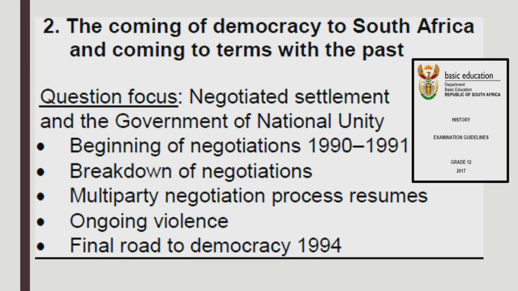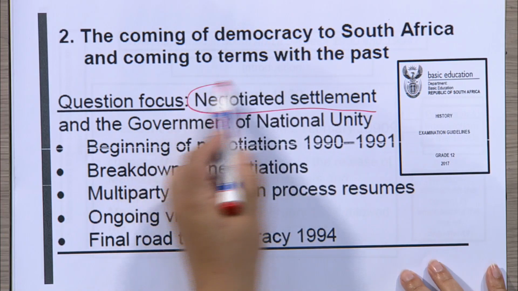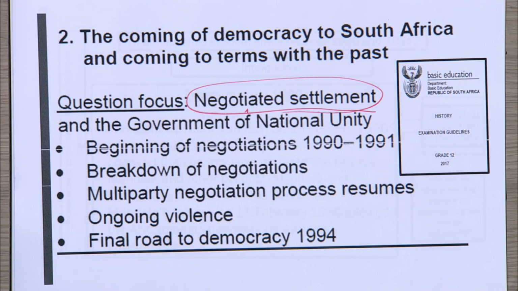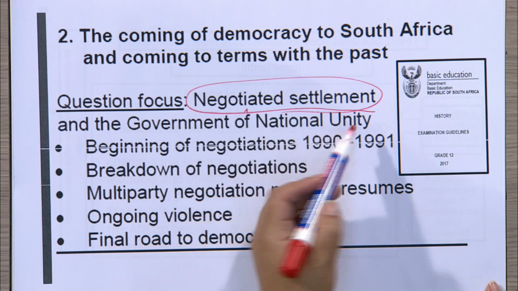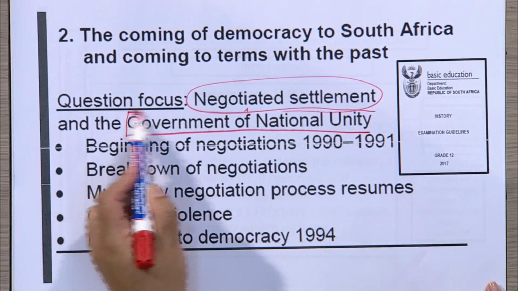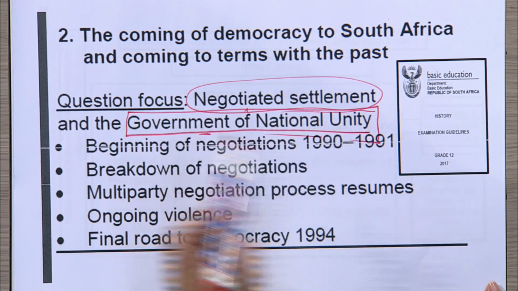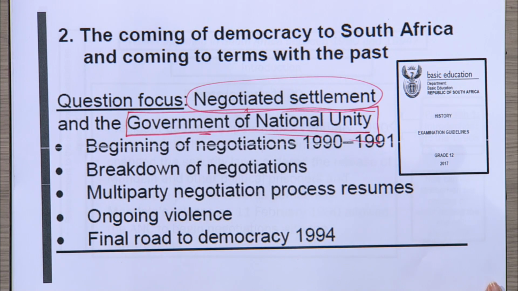So I've gone to the exam guidelines. I've extracted the information that we need to talk about in this essay. It says the question focus must relate to a negotiated settlement. So we must make sure that our essay speaks about negotiations and how that brings about change. We also need to make sure that as we discuss the essay, we bring in the idea of the government of national unity.